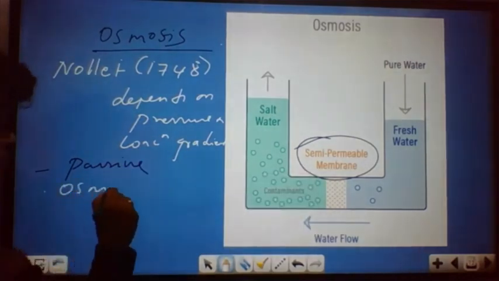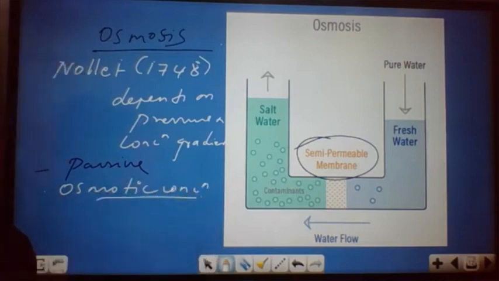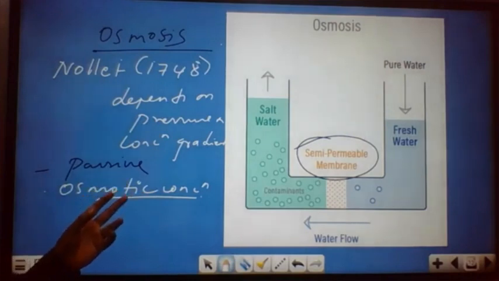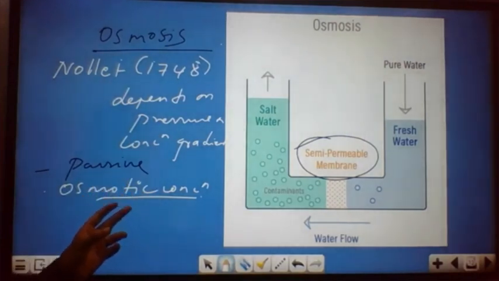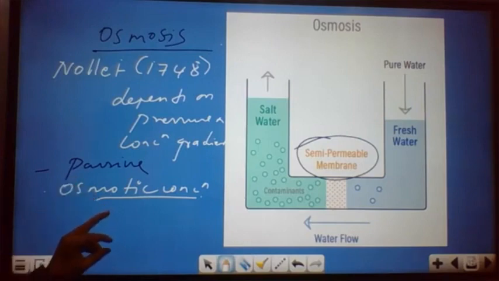So what do you mean by osmotic concentration? This is osmosis. Coming to the osmotic concentration, it is the amount of dissolved solutes per unit volume of the solution. That is what we call osmotic concentration. So the definition is: amount of dissolved solutes per unit volume of the solution.